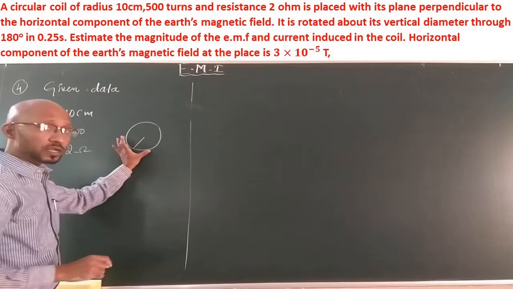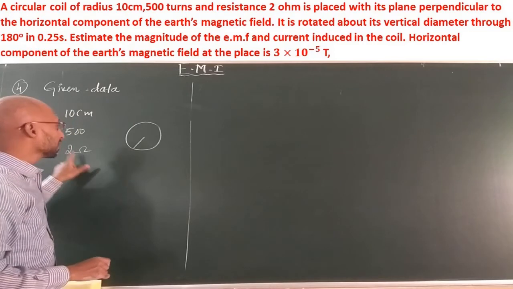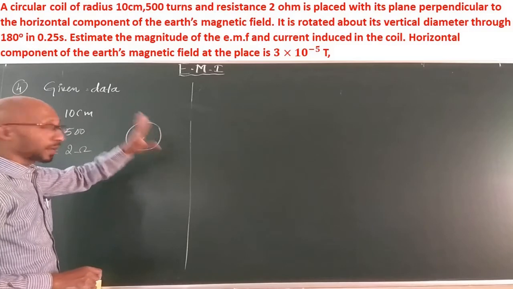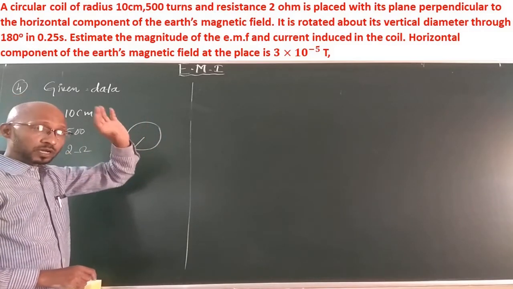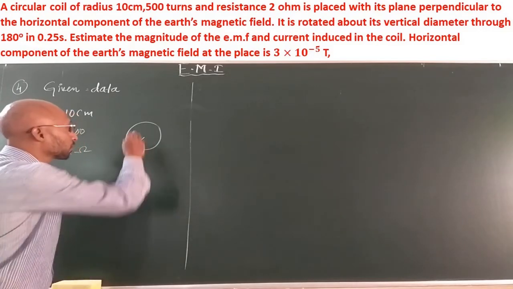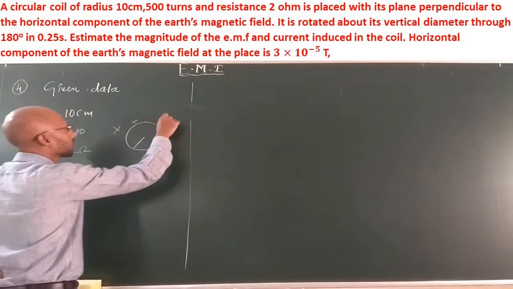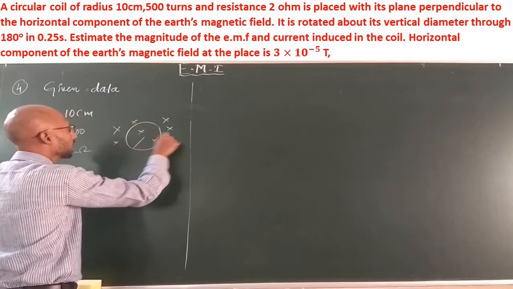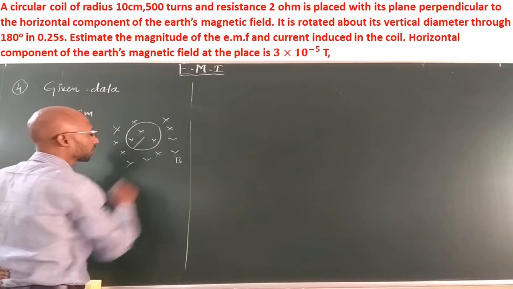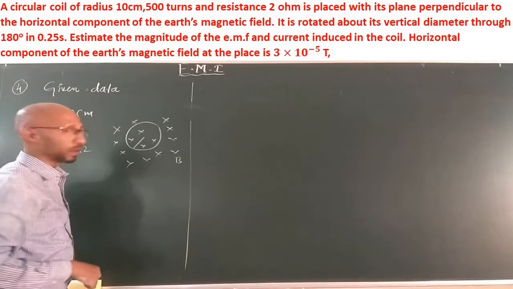Now this circular coil has this much data: 10 centimeter radius, 500 turns, with the resistance of the coil 2 ohm. How is it kept? It is kept perpendicular to the earth's magnetic field. The plane is perpendicular to the earth's magnetic field. This cross mark represents that the magnetic field is going in, just for the sake of understanding. This magnetic field is perpendicular to the plane of this circular loop.